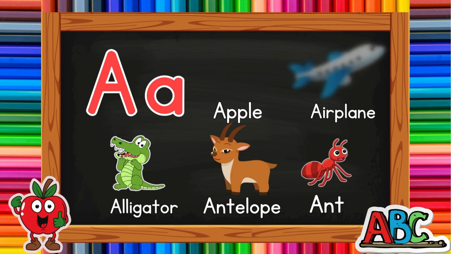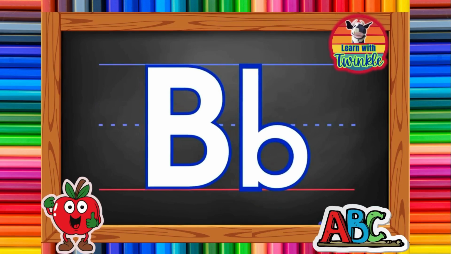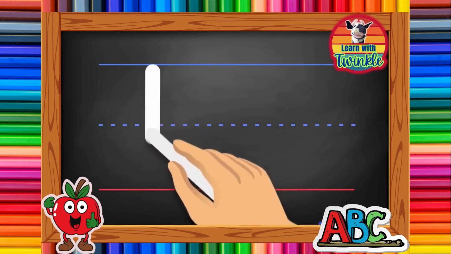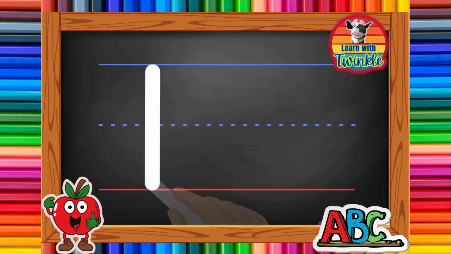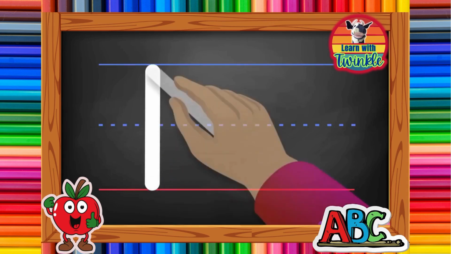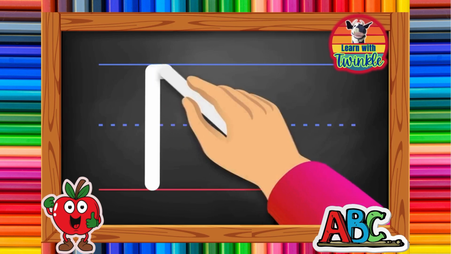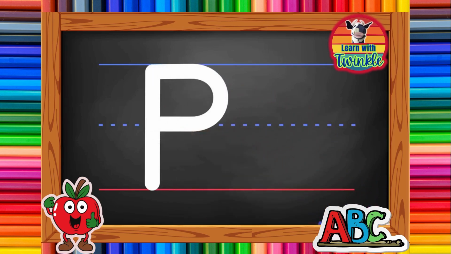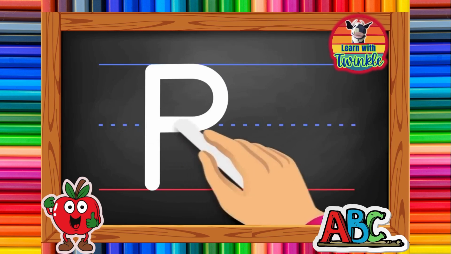Move to the next letter. Uppercase B. Draw a straight line down. Then from the top, carve out and back into the middle. And again from the middle to the bottom.